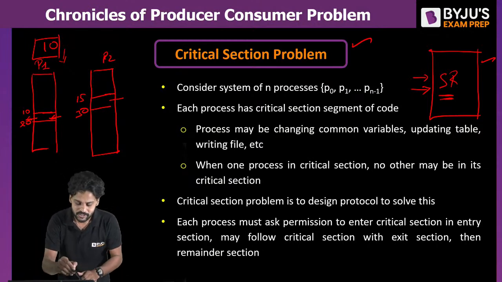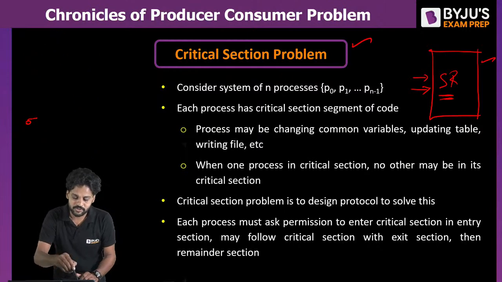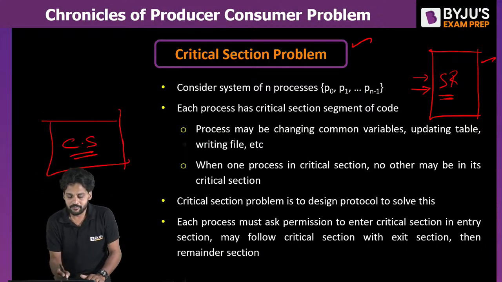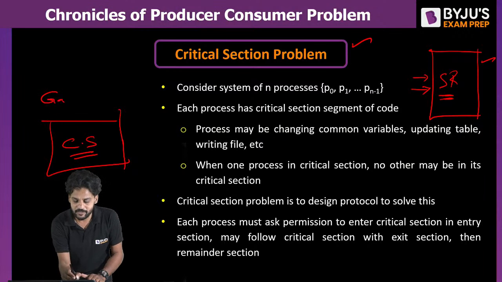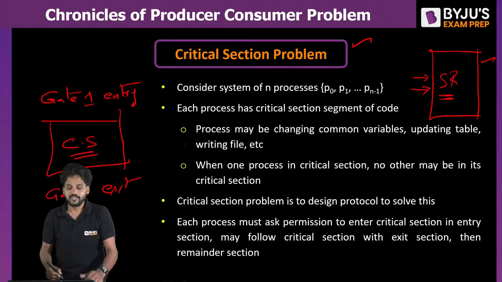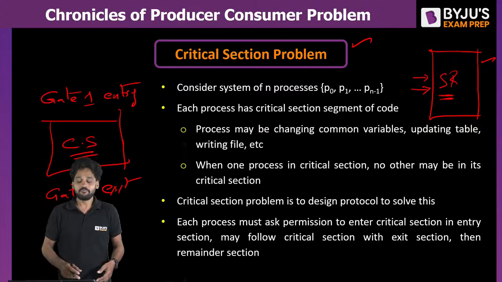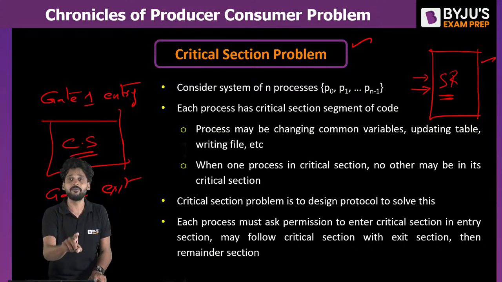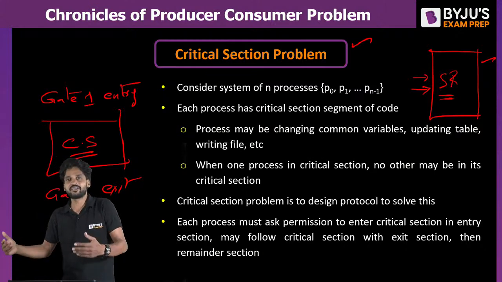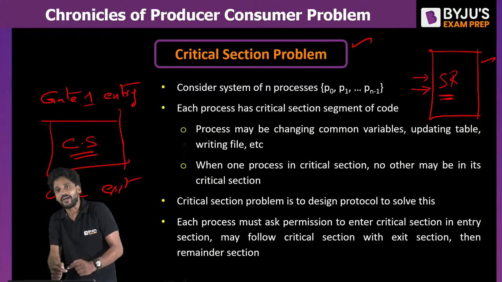So we'll think only from one process's perspective. Let us say there is a critical section. This critical section must be protected with 2 gates, gate 1 and gate 2. Gate 1, I will call it the entry section. Gate 2, I will call it the exit section. At gate 1, any process, before it enters, needs to seek permission. Can I? If no other process is already in the critical section, this process is allowed to enter.